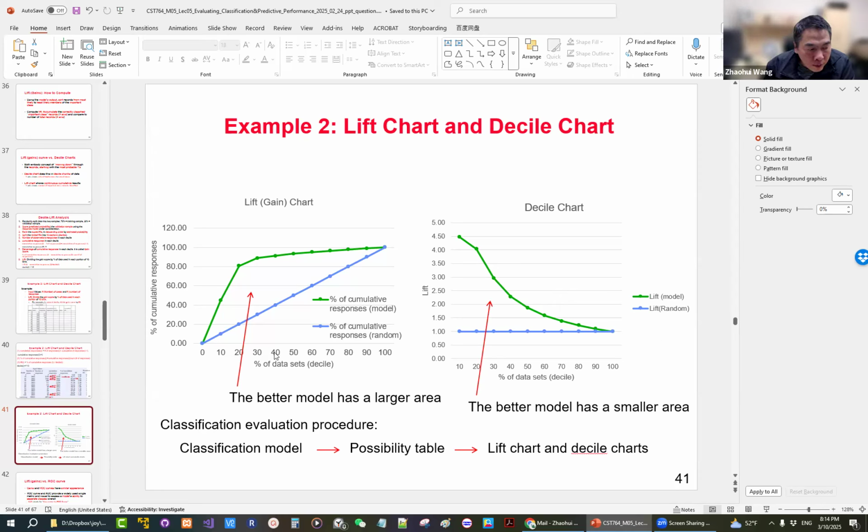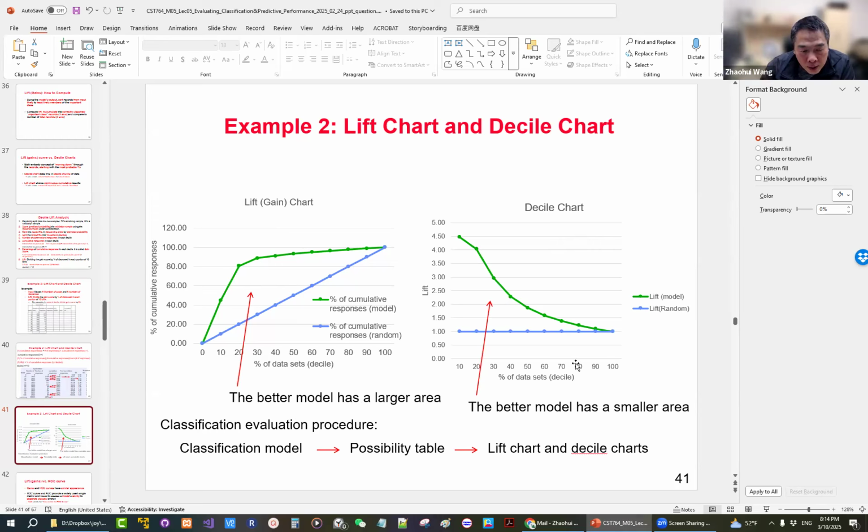Yeah. For the left lift chart, the better model has a large area. That means it increases very quickly. If it increases really quickly and reaches the saturation in a short time, then the area will be large. So the better model has a large area between the green color and the blue color.